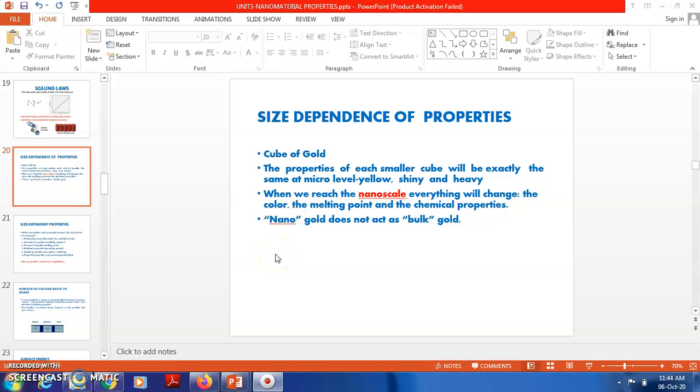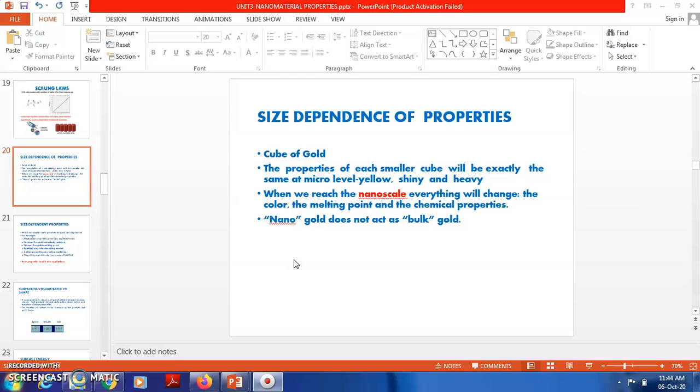Good morning, students. Today we are going to see size dependent properties. Before going to this topic, what we saw in the last class was the scaling laws. The continuation of the scaling laws is the size dependence of properties of nanomaterials. Size dependent property is explained with the help of gold.